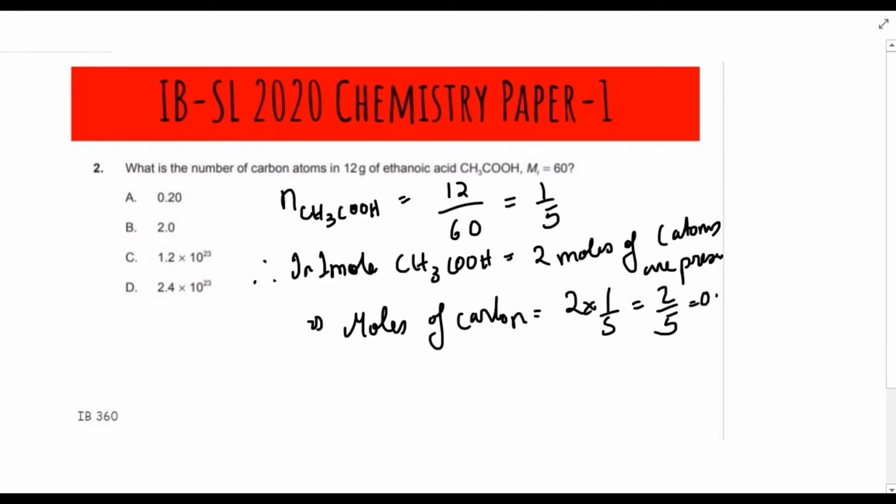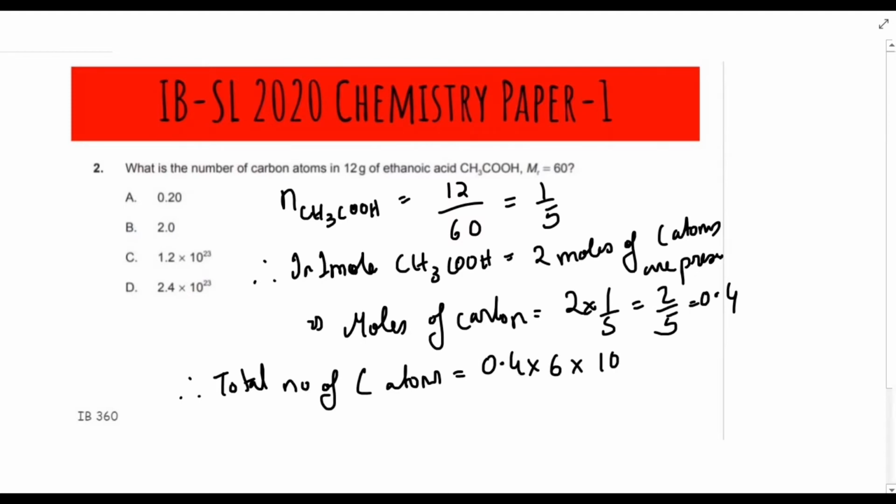That's basically 0.4. Now hence, the total number of carbon atoms would be these moles of carbon times the Avogadro number, that is 6 into 10 to the power 23. So this finally comes out to be 2.4 times 10 to the power 23, and the correct answer is option D.